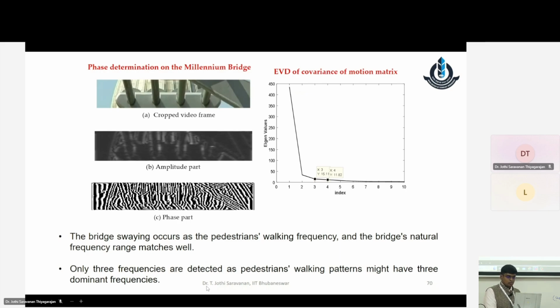Bridge swaying occurs as the pedestrian's walking frequency and the bridge's natural frequency range are matching well. That's the reason it has that vibration. If it exactly matches, resonance will happen, where you will have a huge vibration, which is not good. There are 3 frequencies that we can extract from here.